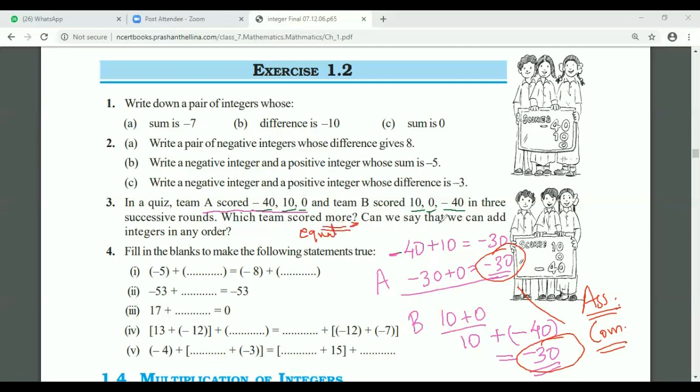Then can we say that we can add integers in any order? The answer is yes. The reason is that addition has two properties, that is associativity and commutativity. So we can add integers in any order.